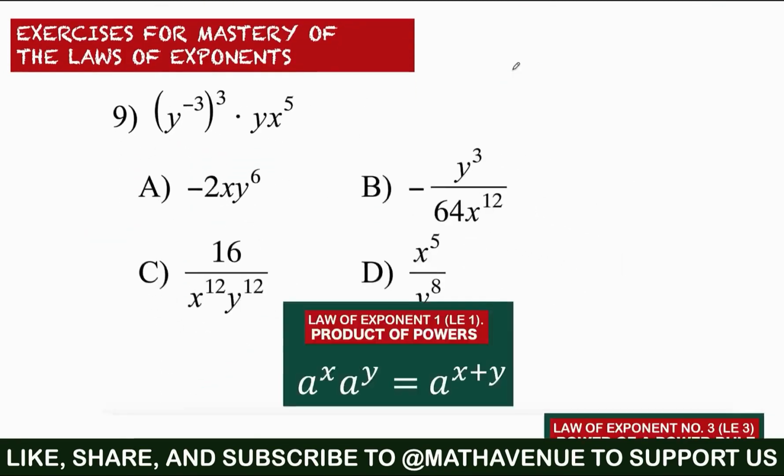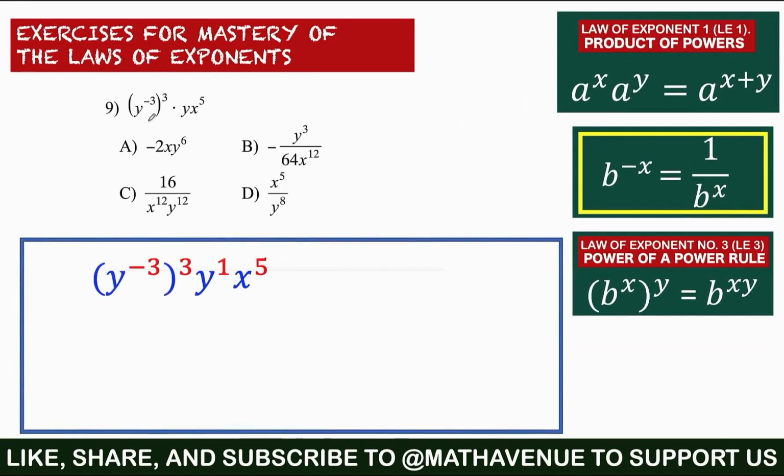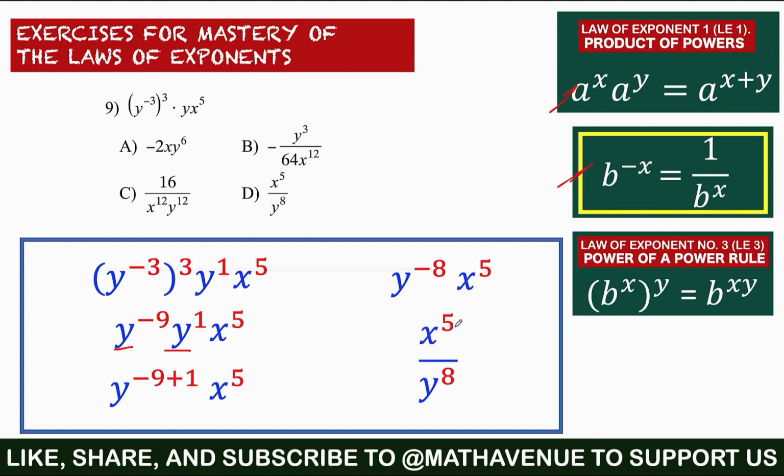Problem number 9. So these are the different laws of exponent that we can apply. So first, let's copy the problem. Then apply law of exponent number 3 to multiply negative 3 times 3. Copy all the rest. Now y and y, they have the same base. We can apply law of exponent number 1. So that becomes y to the negative 8. Now here, we have a negative exponent, which we can rewrite in positive exponent applying this. So what we now have is x to the fifth over y to the 8th, which is letter G.